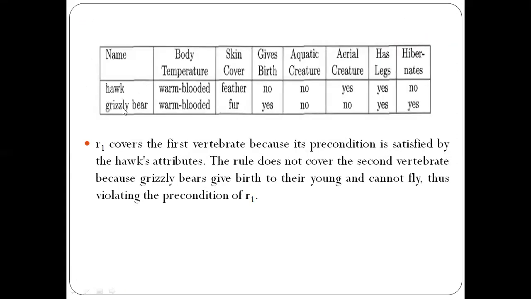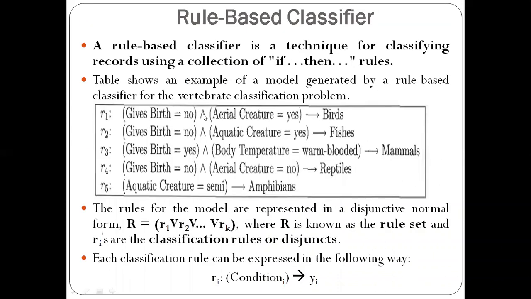But the second vertebrate, grizzly bear, is not going to trigger the first rule, because its attribute values are gives birth equal to yes and aerial creature equal to no. But in the given rule, it is gives birth equal to no and aerial creature equal to yes. Since the precondition does not match the attribute values, it is not going to cover the rule R1.